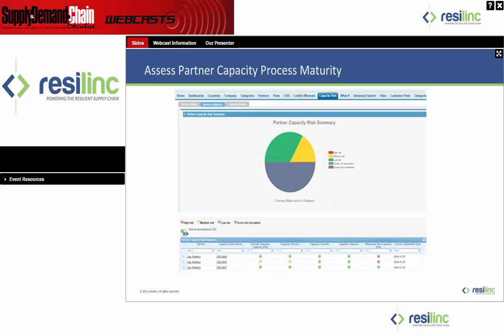Once the data is collected, then this is where we get into all the actionable analytics. The first thing to look at is a report that gives you an overview of how mature your partner's capacity management practices are. This combination of pie chart and tables is something that you see very commonly used in our system. The pie chart helps you prioritize work across high, medium, low risk suppliers, and the accompanying table provides additional granularity into what drives risk with those suppliers.